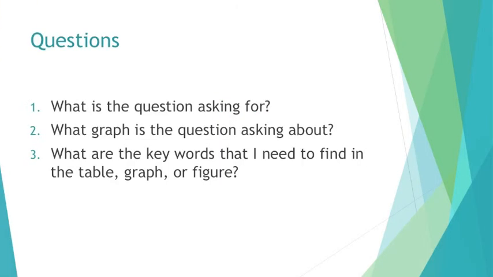Remember, for this section, it's critical for students to do 3 things for each question. They should restate the questions, determine which graph, table, or figure they need to look at, and find the keywords. Once they've done that, they can line up the information and determine or infer the correct option.